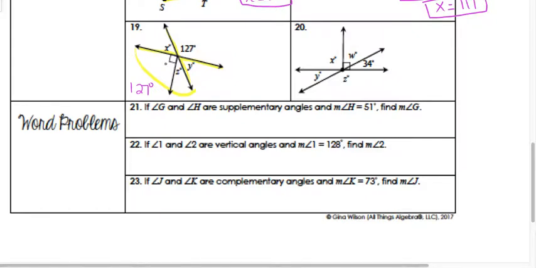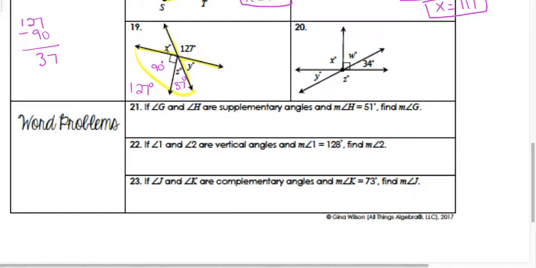Now, we do have another piece of it, because remember that whenever you see this little box here, what is that telling you? That you have a right angle and it's equal to 90 degrees. So we know that that is going to be 90 degrees. Now all we have to do is figure out what this piece is. I'm going to subtract: 127 minus 90. And that gives me 37. Is that right? Yes. So now I know that Z is 37 degrees. All right, great.